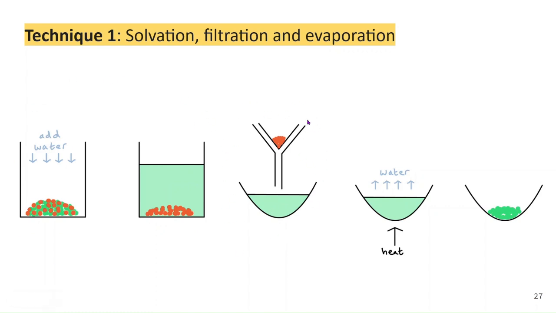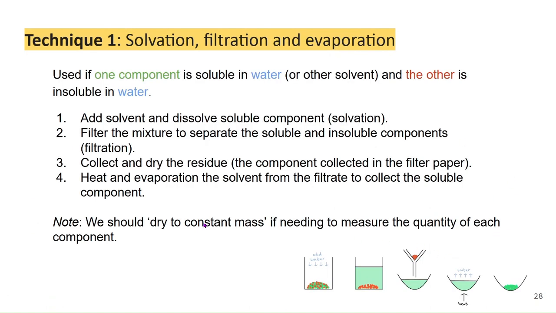So solvation, filtration. Then we add heat to our water, and that makes the water evaporate. So we heat up the water, it evaporates, and the dry component can then be collected. So this part is the evaporation part. So solvation, filtration, evaporation. Here's all the words I was saying, basically.